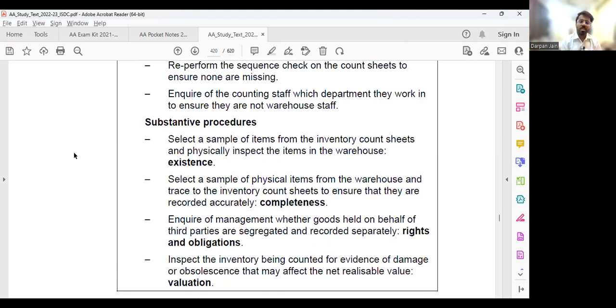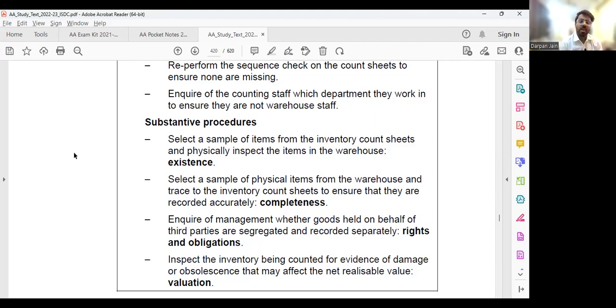Select a sample of items from the inventory count sheet and physically inspect them to see whether they exist or not. Then you can do the reverse of this also. What is the reverse? You can select some sample of physical items and check whether they have been included in the inventory count sheet. Correct? So you can do the reverse, which will check for completeness.